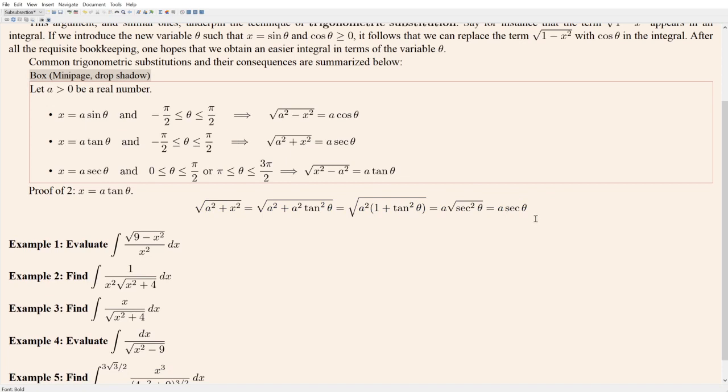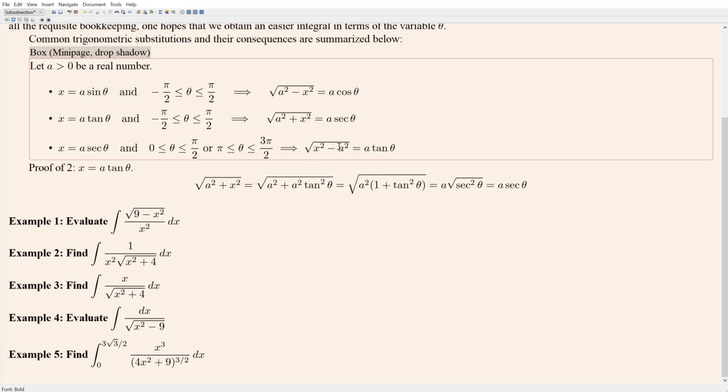Technically, I should put absolute value of secant here, but I chose the thetas such that secant is always going to be positive. You can verify for yourself that if theta is between negative pi over 2 and pi over 2, then secant's always going to be positive. So we don't need to worry about the signs here. And a similar proof works for this one as well. We're just using that same trig identity.